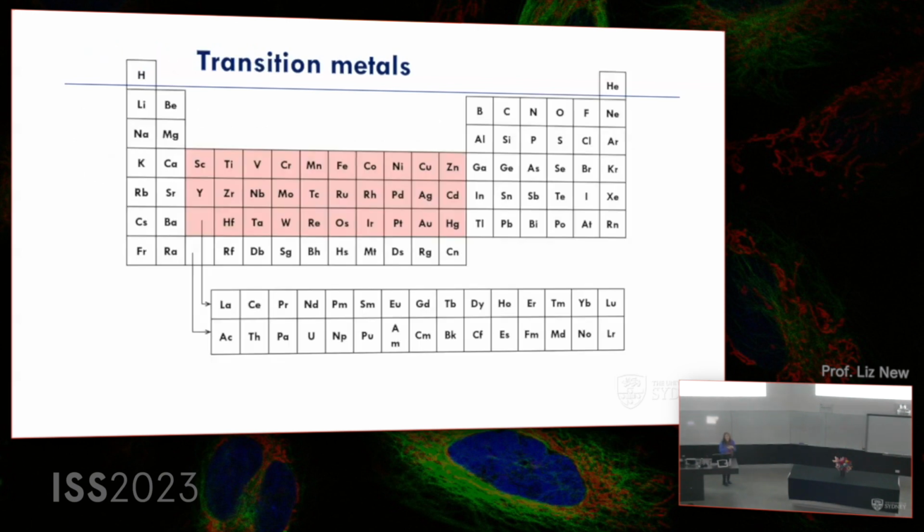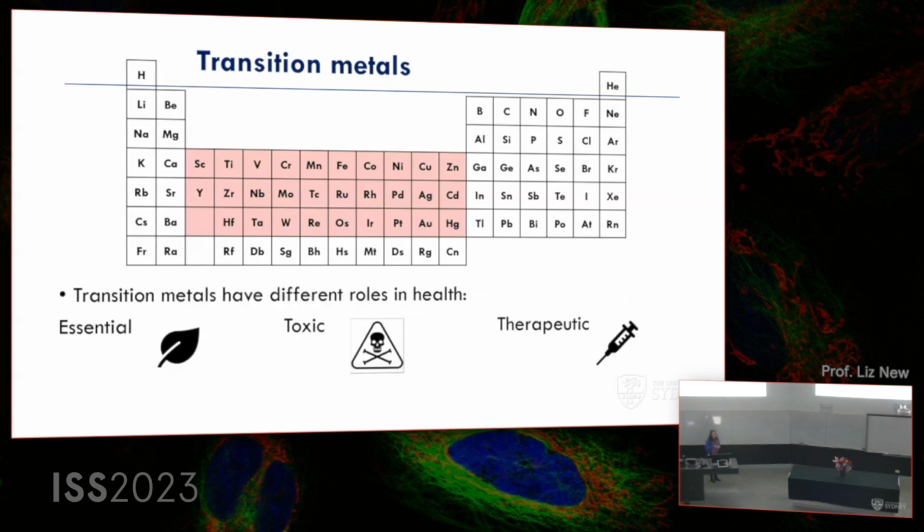So we're going to mainly talk today about the transition metals, so that's this middle part of the periodic table. We'll briefly touch on the alkali and the alkaline earth metals, but they have a very different interaction with our bodies. So we're going to focus on the transition metals. And transition metals have different roles in health. We have some transition metals that are essential. If we do not access them, then we will not be able to survive, but we only need to access them in very low concentrations.